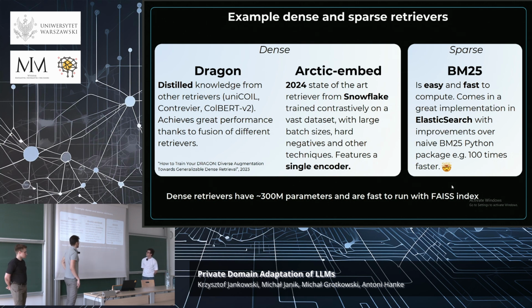And for BM25, as I said earlier, one caveat is that the implementation of this classical retriever matters. When we switched to Elasticsearch, it improved our times by a factor of 100. That's good to keep in mind.